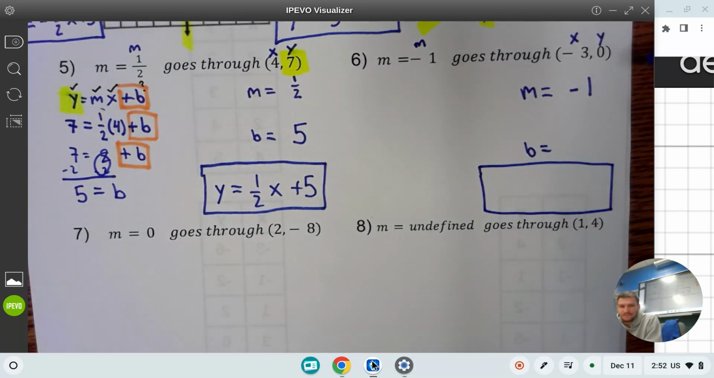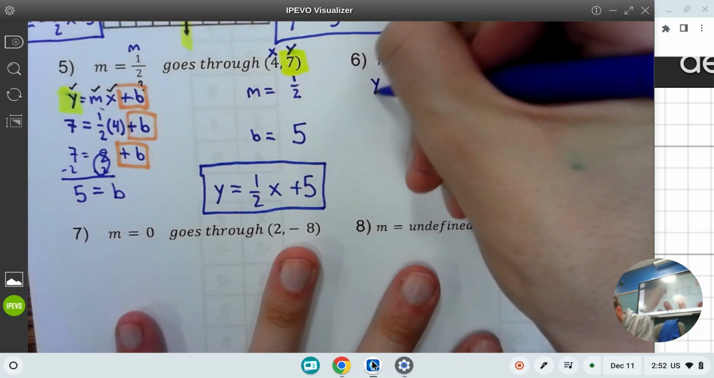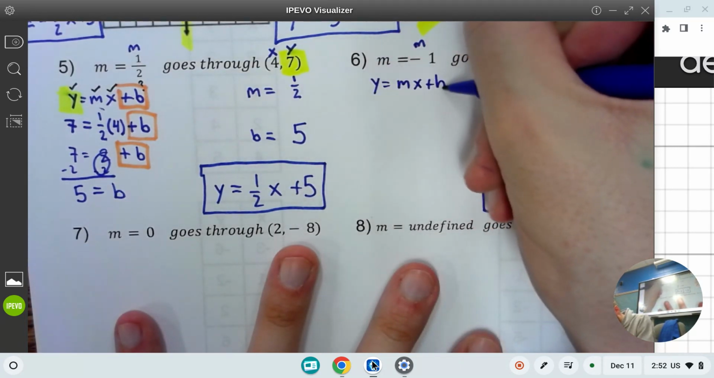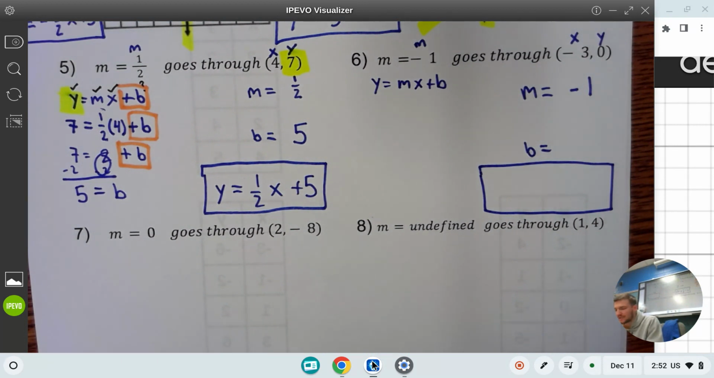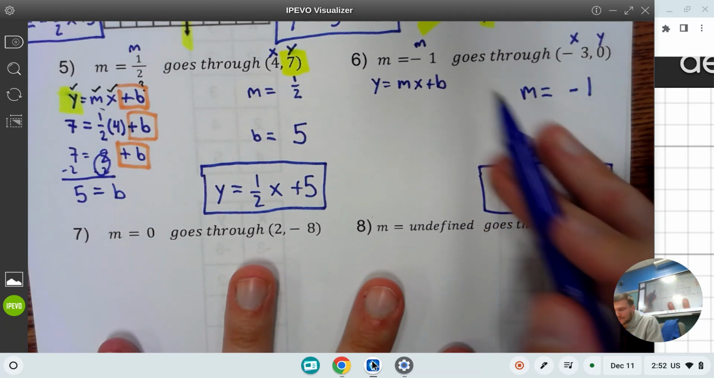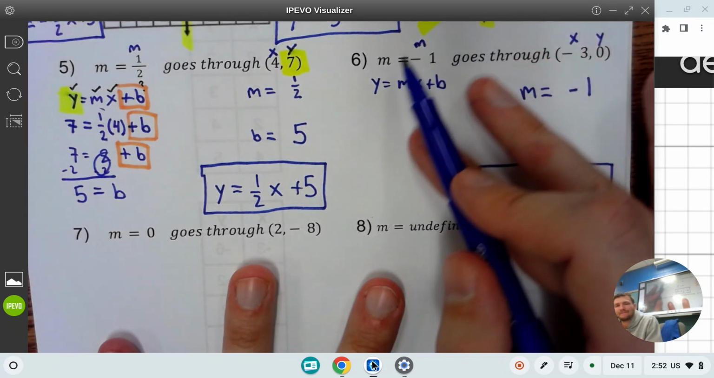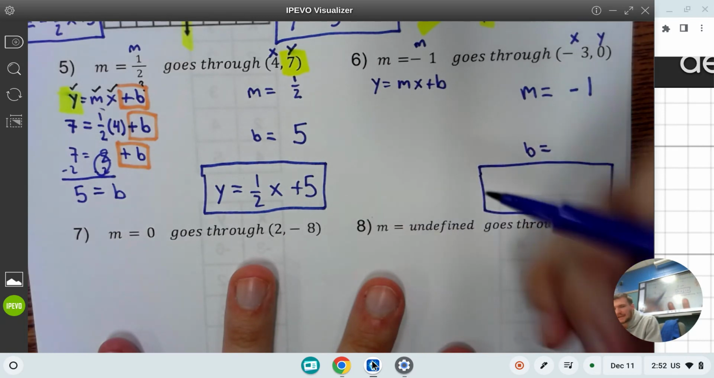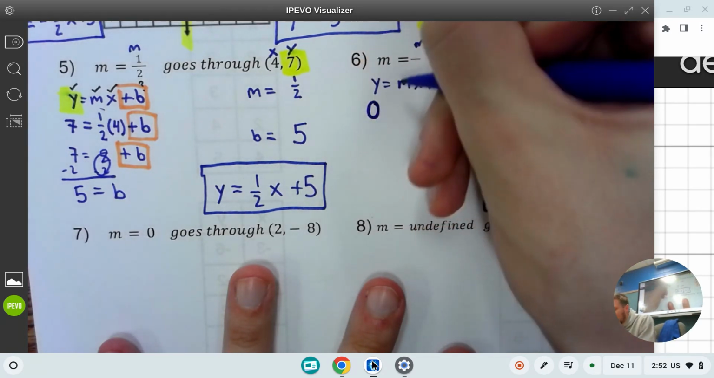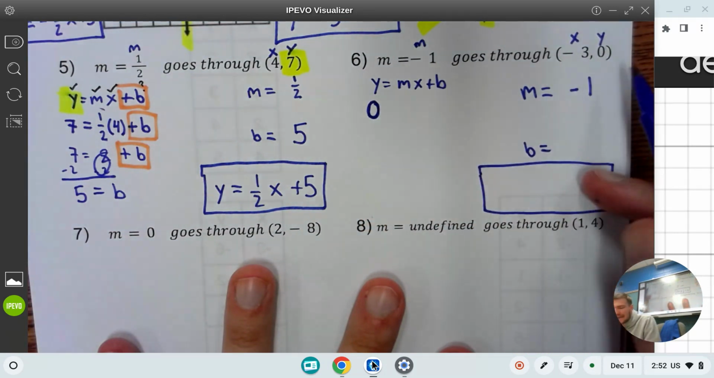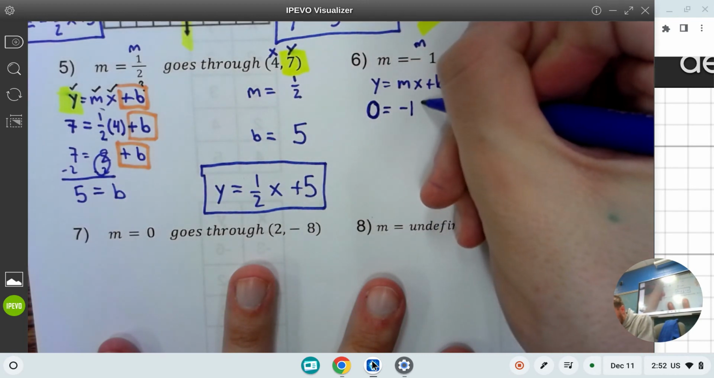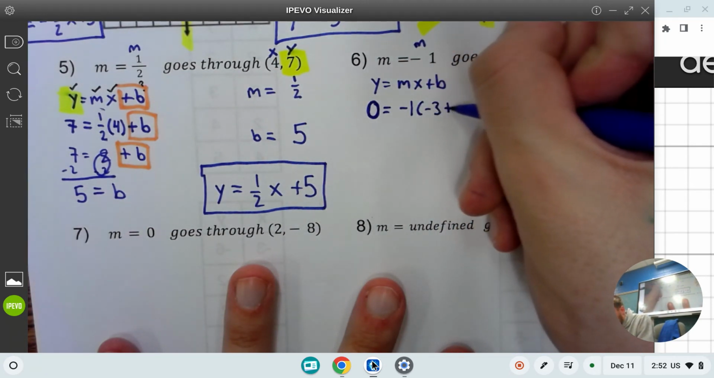I like 0. 0 makes things easy. 0 makes multiplying easy. 0 makes adding easy. So I like 0. We're going to have y equals mx plus b. And the main thing we got to get right is put those numbers into the correct position. So y equals mx plus b. Which one of these numbers is going first? It's going to be 0, because y is the first letter and 0 is the y number. 0 equals -1 parentheses -3 plus b.